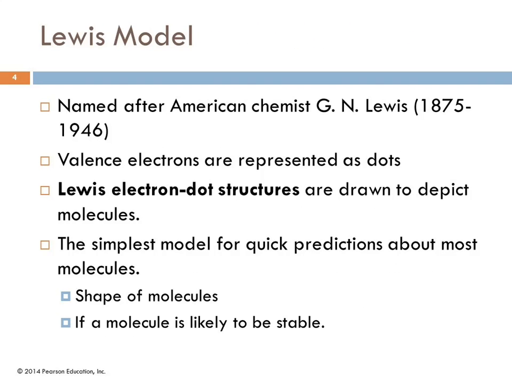So the Lewis model is the first one we're going to talk about, and this is the simplest one, but also the most limited. This one's named after an American chemist. In the Lewis model, we represent valence electrons as dots. So these are often called Lewis dot structures or electron dot structures or Lewis electron dot structures. I'll probably end up using all the possible combinations.